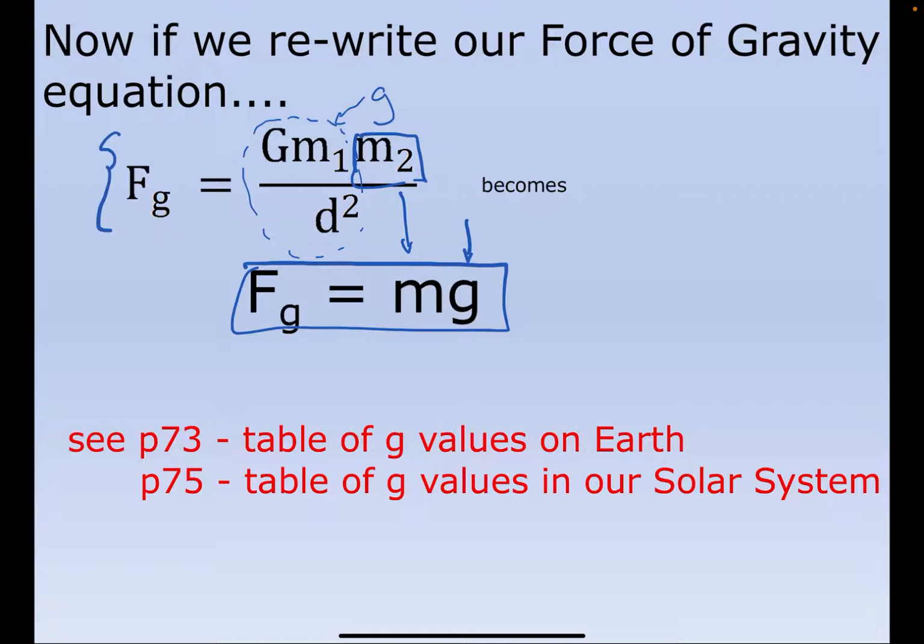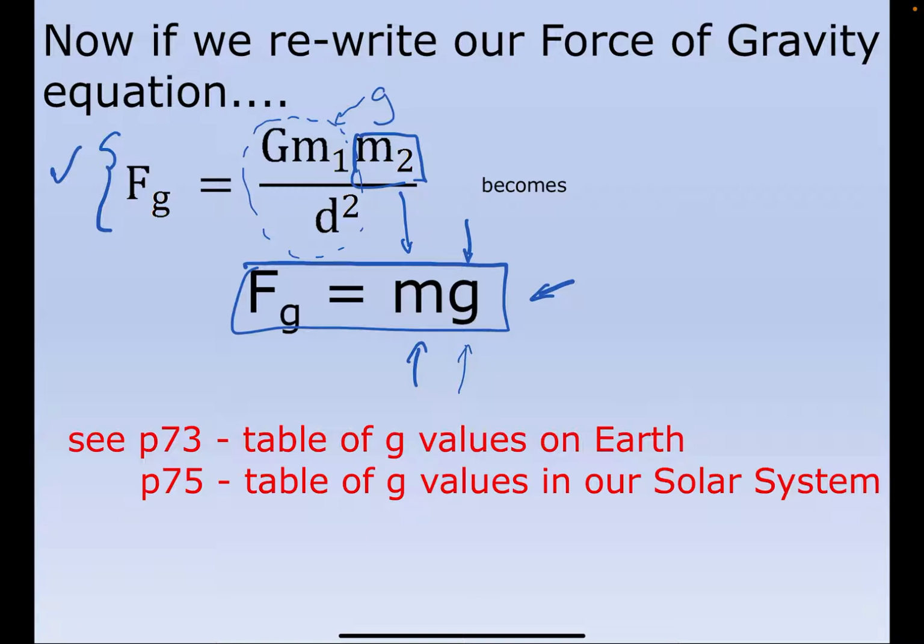But if you're on the surface of the Earth, if you know what little g is, then you can go ahead and use this. So if you want to find your own weight, you can take your mass, multiply by 9.8 because we're on the surface of the Earth, and you can find your own weight without having to use this giant equation up here.